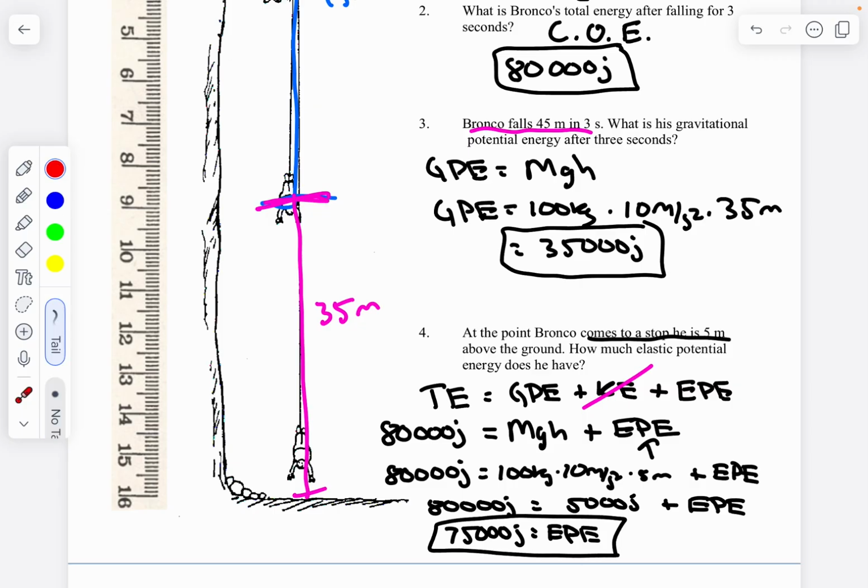And that, ladies and gentlemen, is why after he reaches this point, he bounces back way up in the air, because that elastic potential gets released and he gets flung upwards. And then the process starts again. He falls down, that energy gets stored back up in the bungee, and then he gets launched again over and over again. All right, so there you go. There's your answer to the first four.